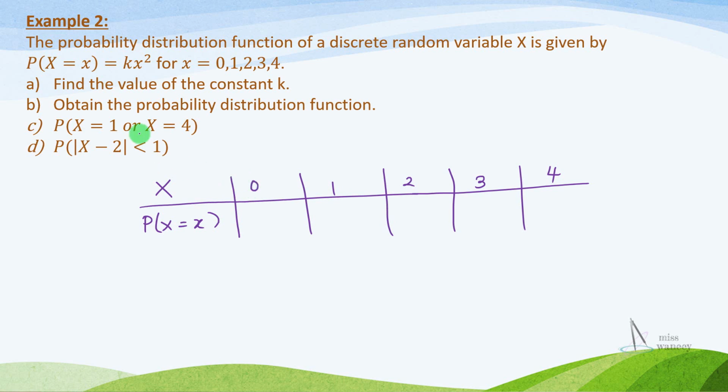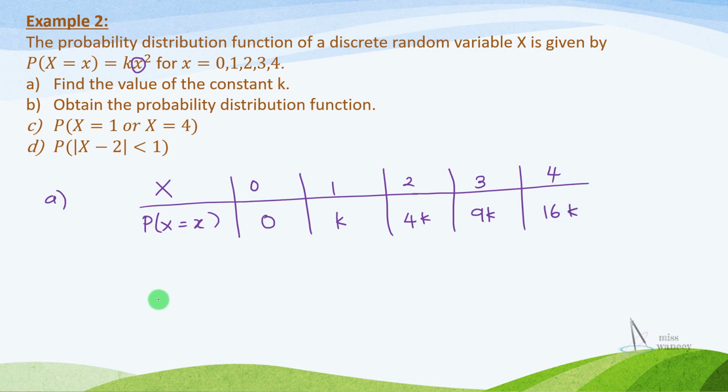For x equal to 0, you simply replace the x with 0. So we're going to get 0 squared multiplied by k. 0 squared is simply 0, and 0 multiplied by k is simply 0. Substitute x with 1, we're going to get k. 2 squared is 4, so this is 4k, then 9k, and of course 16k.